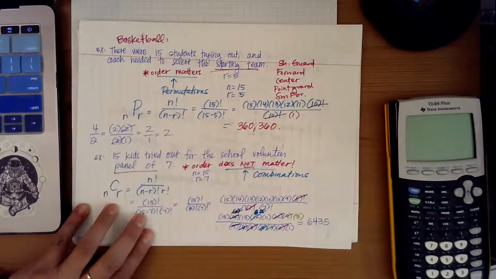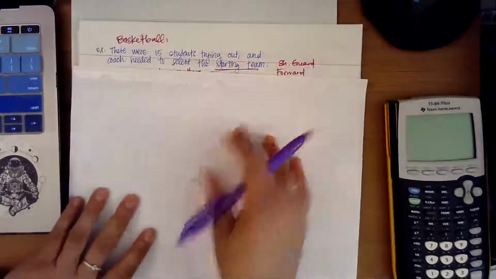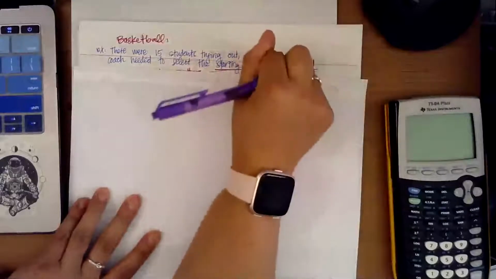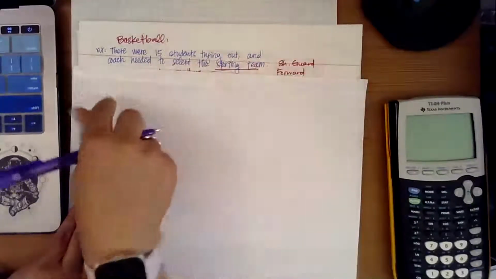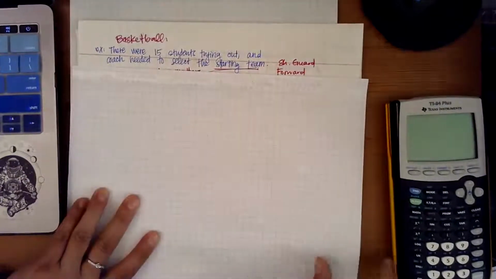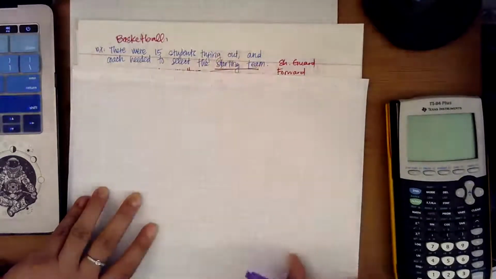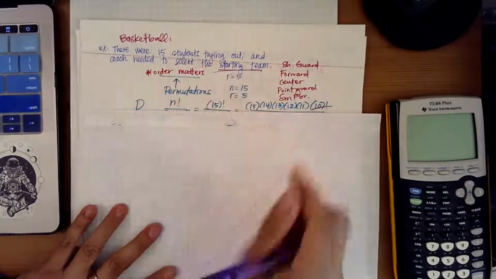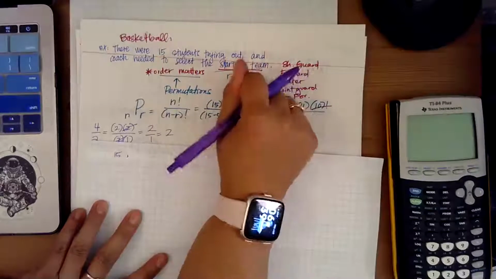So if I have 15 students trying out and the coach needed to select the starting team in basketball, does order matter here? Order must matter if you are selecting for specific roles, like point guard, forward, shooting guard, center, etc. So order does matter here, so then I'm going to need permutations. So permutations, that means out of 15, I'm choosing 5.